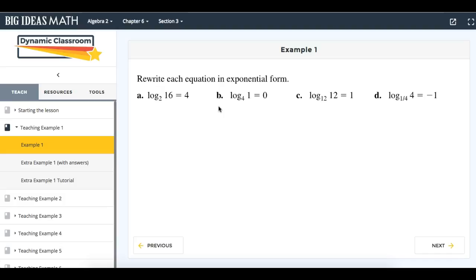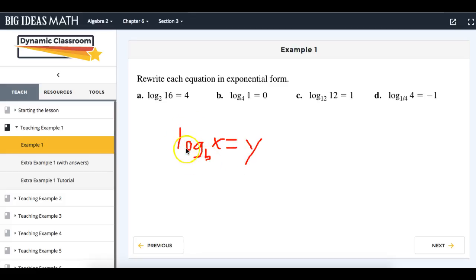So the first thing you have to do is learn how to take a log function and rewrite this in exponential form. Now, the first thing I want to do is teach you what it means to have a log function. So you have to learn the general form of a log function. When we have a log function like this, you'll notice that it has a little number next to it all the time. So we call that the base of the log.